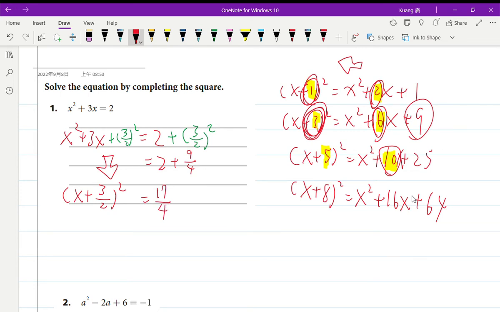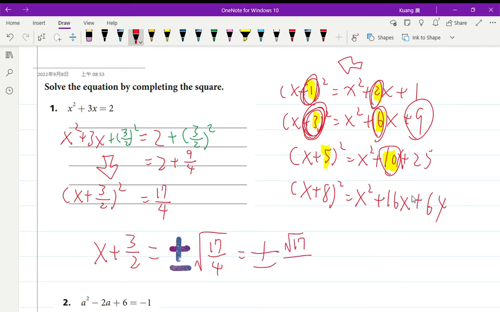Right? And then take the square root of both sides of the equation. x plus 3 over 2 equals. Always remember when you take the square root, you get a plus and minus. It will be root 17 over root 4. Root 4 is 2. Lastly, you subtract this from both sides of the equation. So x equals negative 3 over 2 plus or minus root 17 over 2. This is how to solve the equation by completing the square.